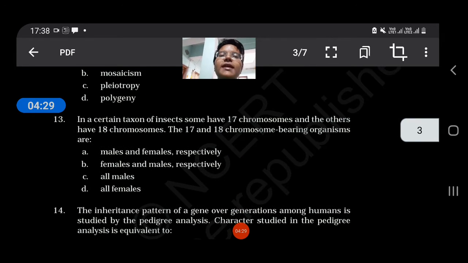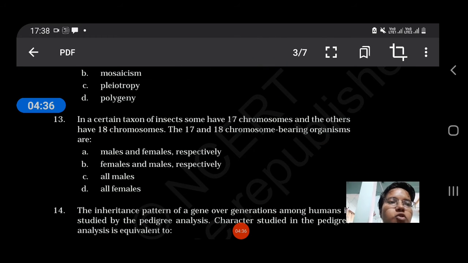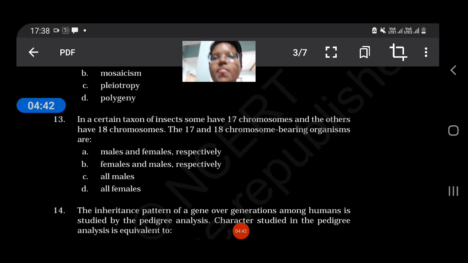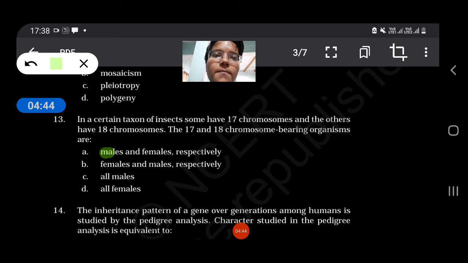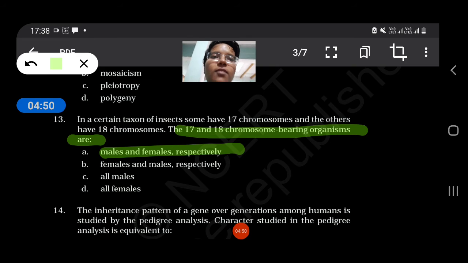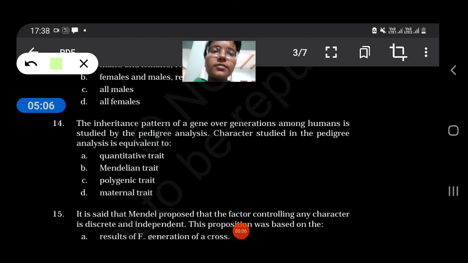Now, in a certain taxon of insects, some have 17 chromosomes and others have 18 chromosomes. The 17 and 18 chromosome bearing organisms are males and females respectively. The inheritance pattern of a gene over generations among humans is studied by pedigree analysis. Characters studied in pedigree analysis are equivalent to Mendelian traits.